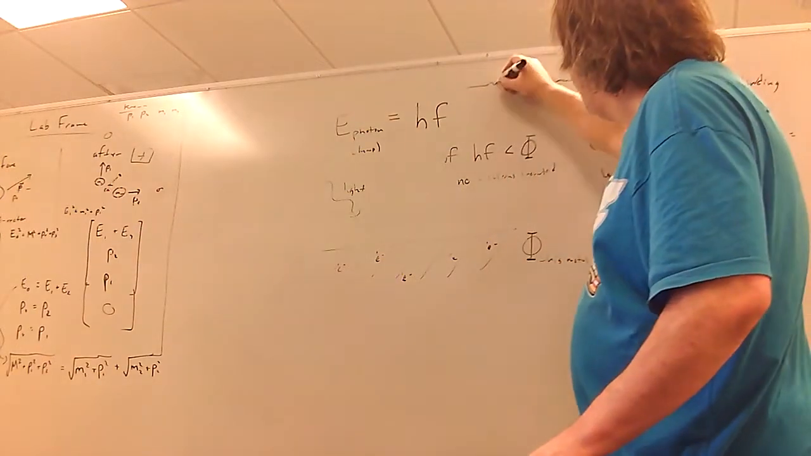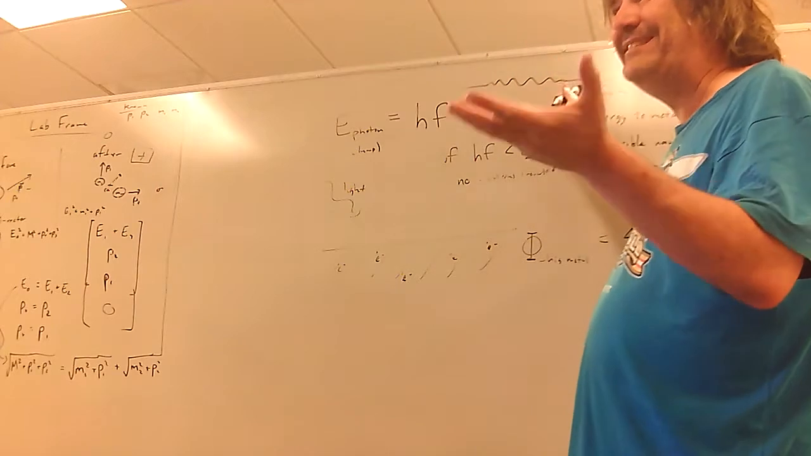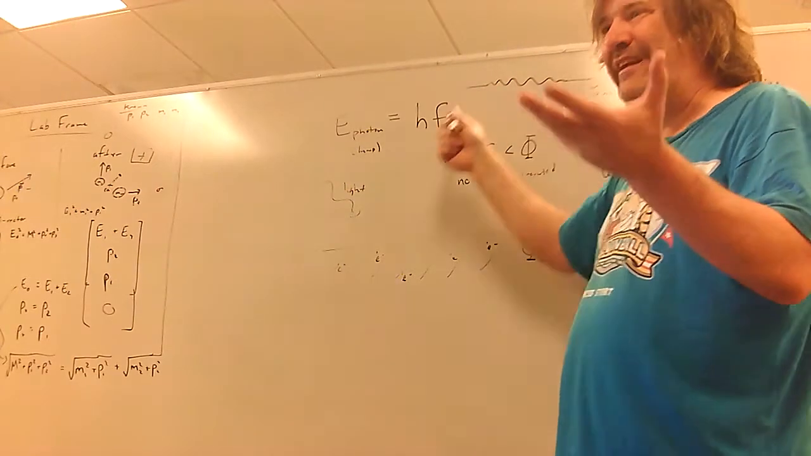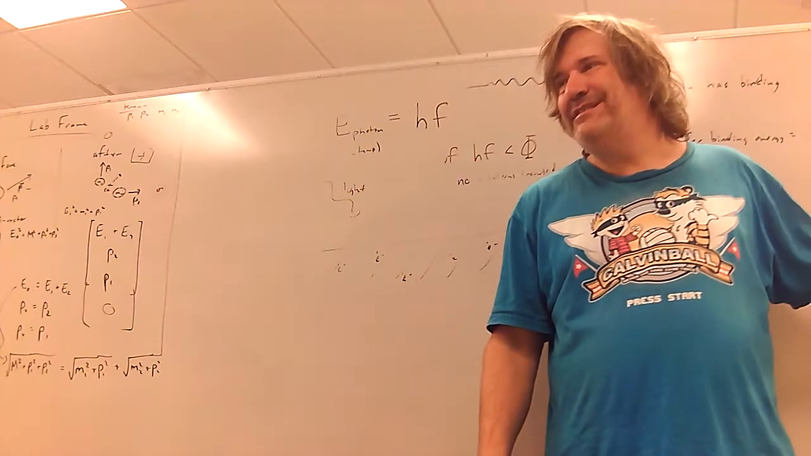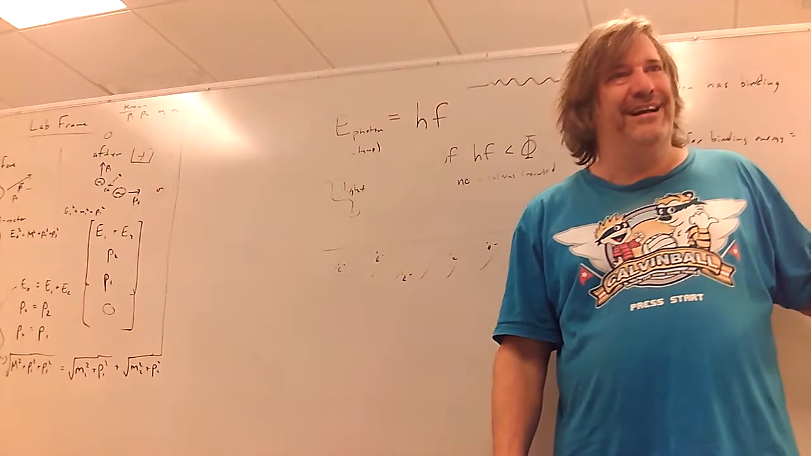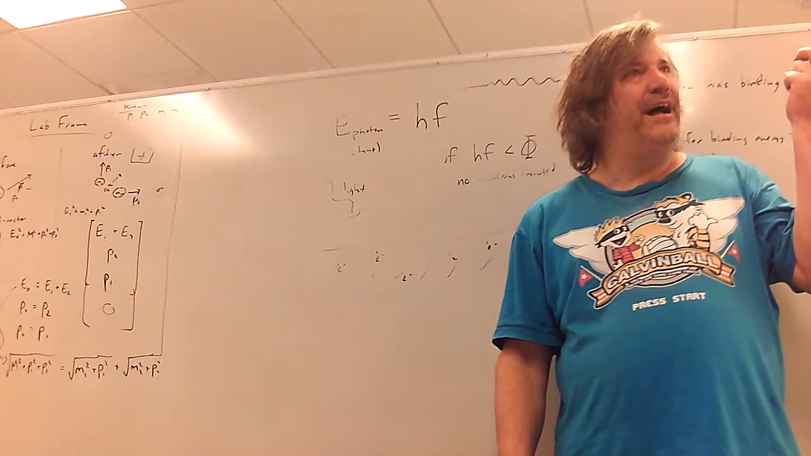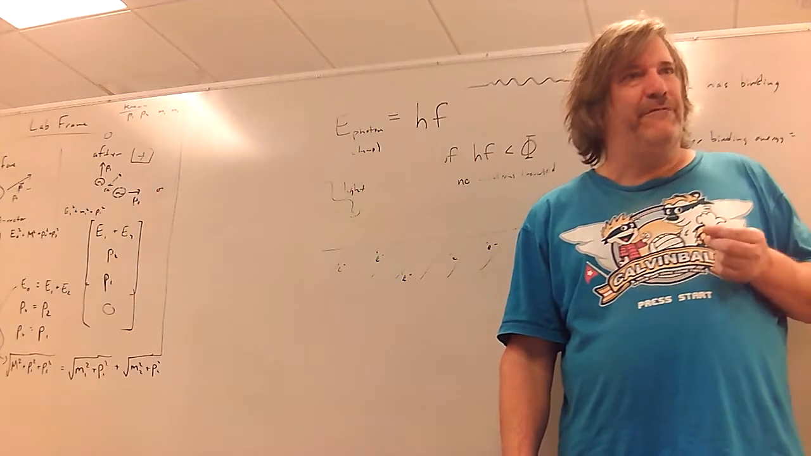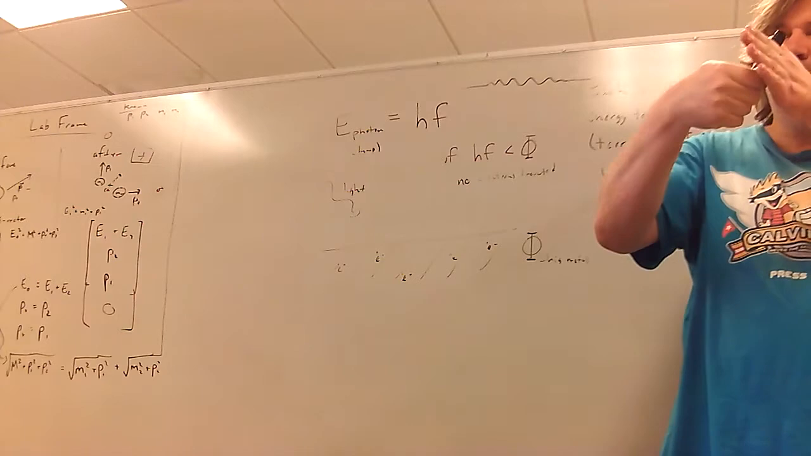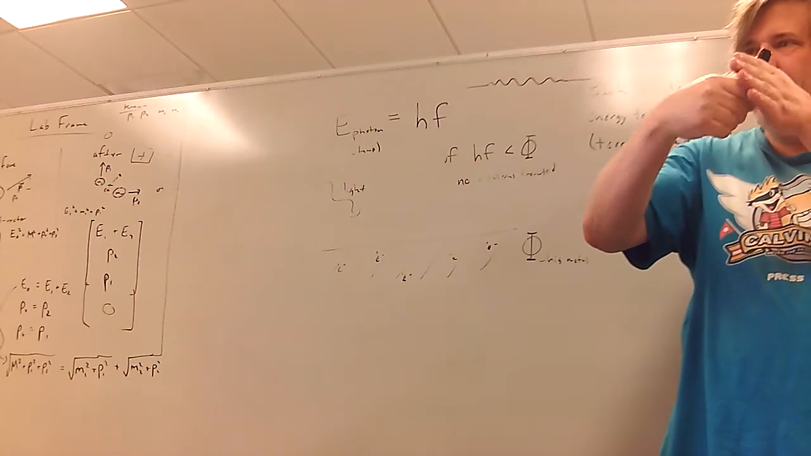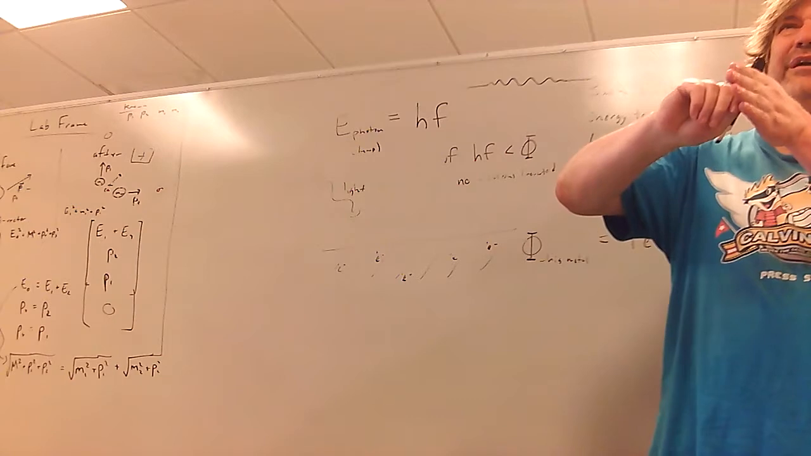But if this is less than the work function, no electrons can ever be liberated. It's less than the binding energy. Now you could say, well, wait a minute. What if one electron catches 2 photons? Then, if each one is say 60% of the binding energy, if it catches 2 of them, couldn't that give it enough energy that it could break free?